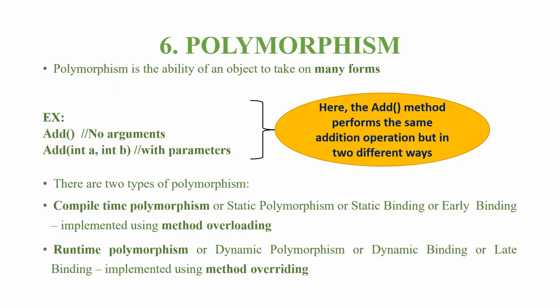The last characteristic of object-oriented programming is polymorphism. Polymorphism is nothing but the ability of an object to take many forms. Let me tell you with an example. Look here, we are going to perform the same addition operation but in two different ways. One is without any arguments, the other is by passing two parameters. Anyway, the operation is the same, that is it is going to perform the addition operation only, but the ways of performing that addition operation are different. And now there are two types of polymorphism. They are compile time polymorphism and runtime polymorphism. We will see these two in detail in the forthcoming videos.